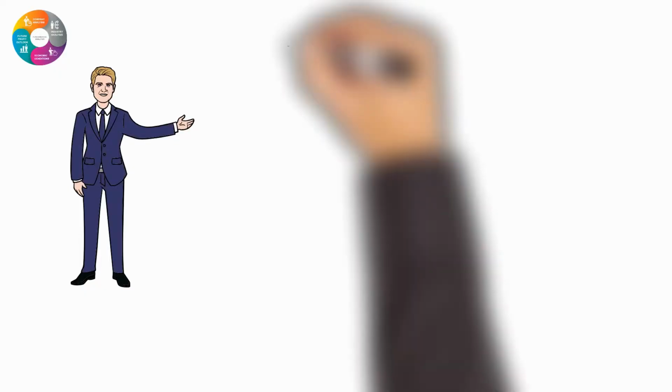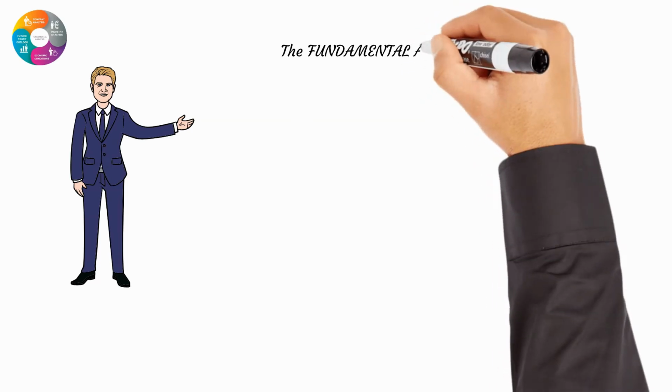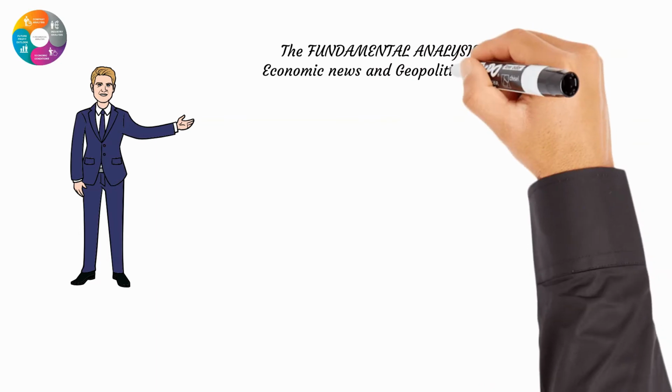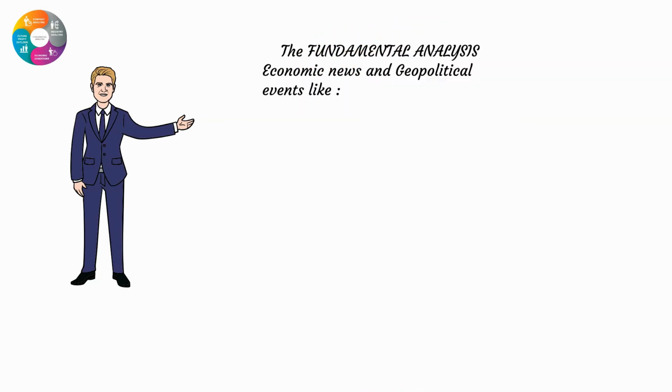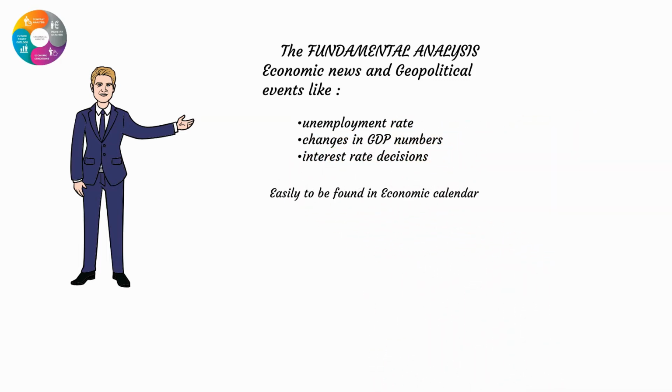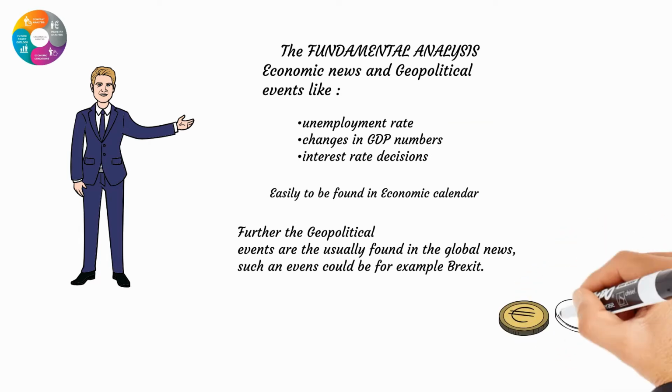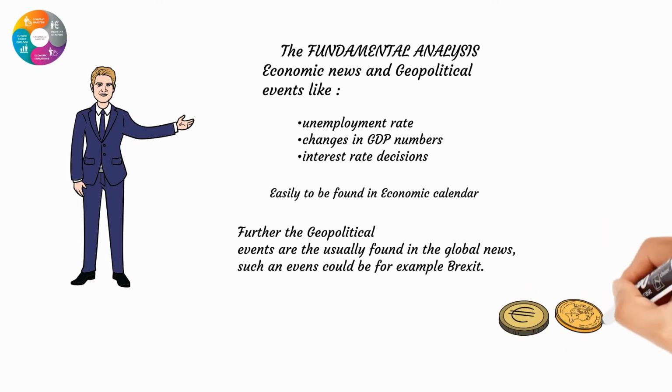And for the sake of transparency, let us break it down. The fundamental analysis will be the economic news like unemployment rate or GDP numbers, even interest rate decisions. This information is easily found in an economic calendar, and you can find this calendar on various websites, but your broker should give you access to it for free. The geopolitical events are usually found in the global news. In recent times, the best example was of course Brexit, the divorce of the EU and UK.